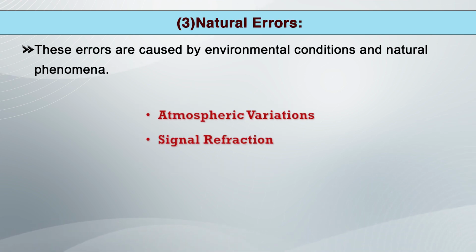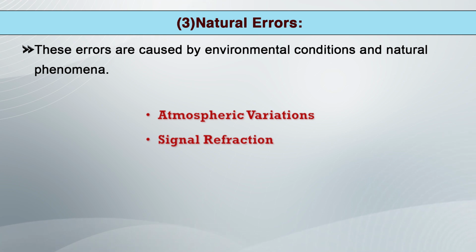The third type of error is natural error. Errors caused by environmental conditions and natural phenomena are called natural errors. Let us discuss the various natural errors that occur during the EDM distance measuring process.